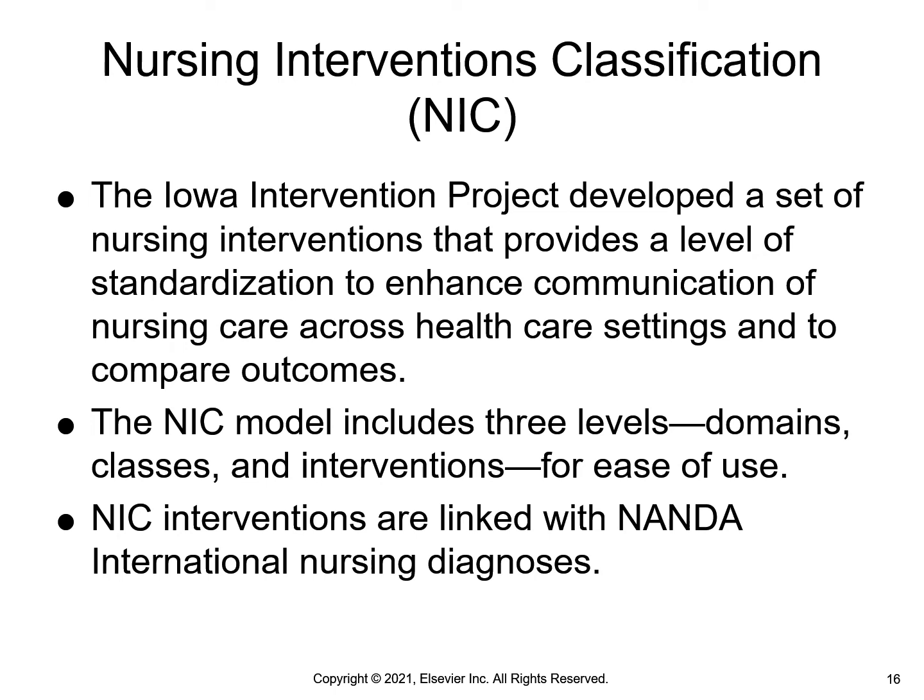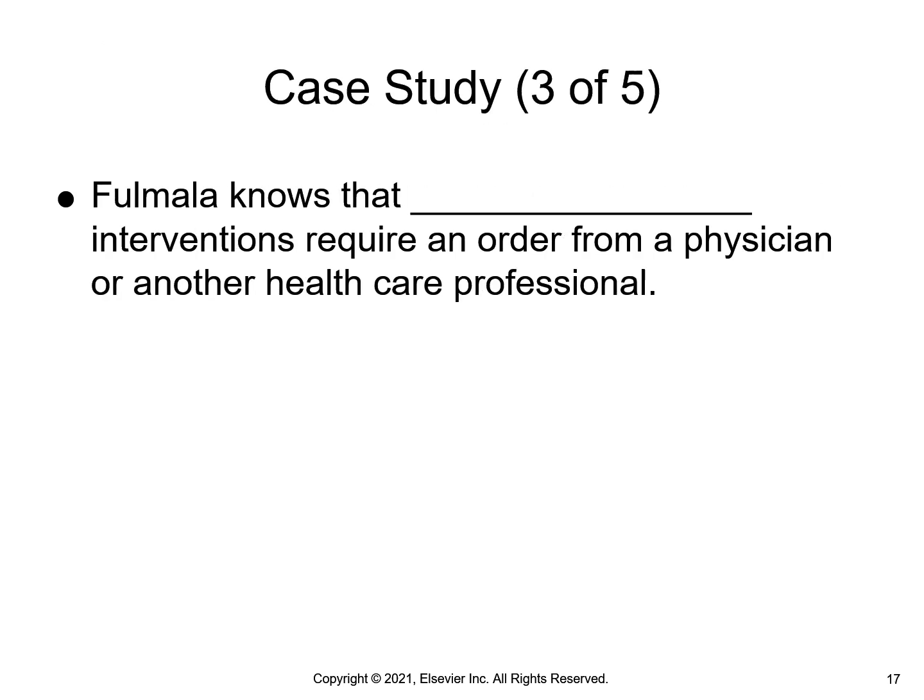However, it does remain the nurse's decision to determine the interventions and activities that will best suit the patient's individualized needs. So what type of interventions will require an order from a provider? Dependent nursing interventions. These are actions that require an order from a healthcare provider.